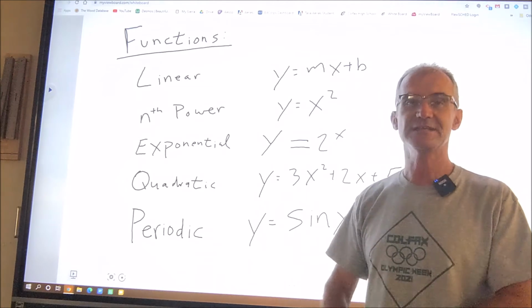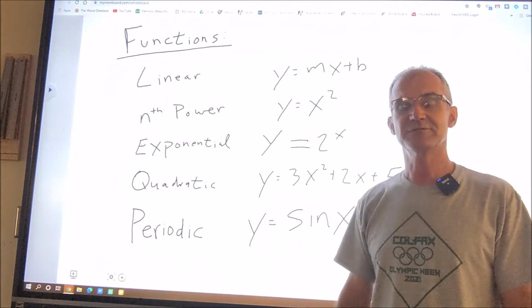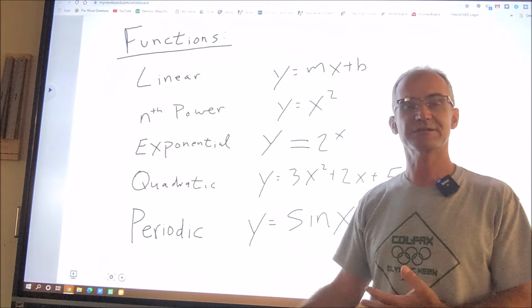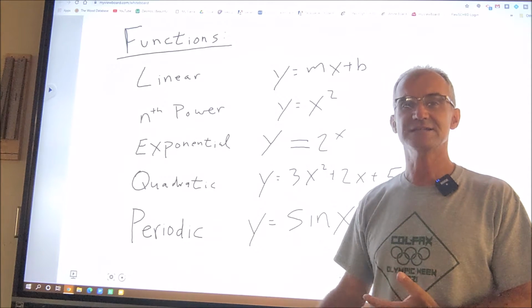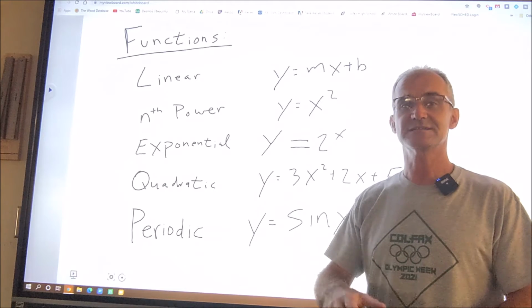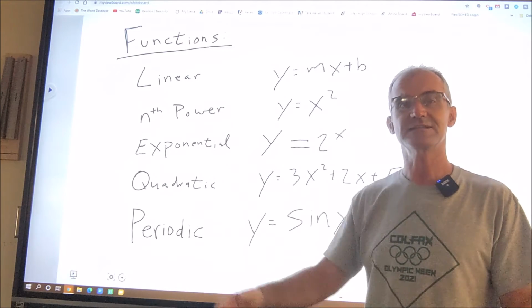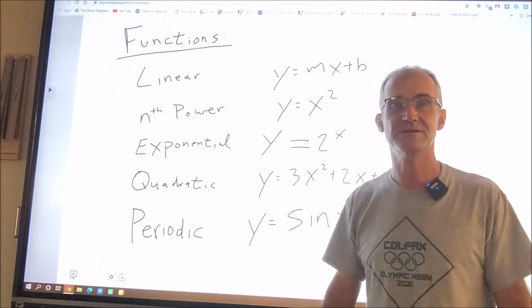Understanding them is really key not only for this class, but for all future math classes, applications in business and science. Really a big piece of science is collecting data and then figuring out what that data is doing by identifying what kind of function it is.